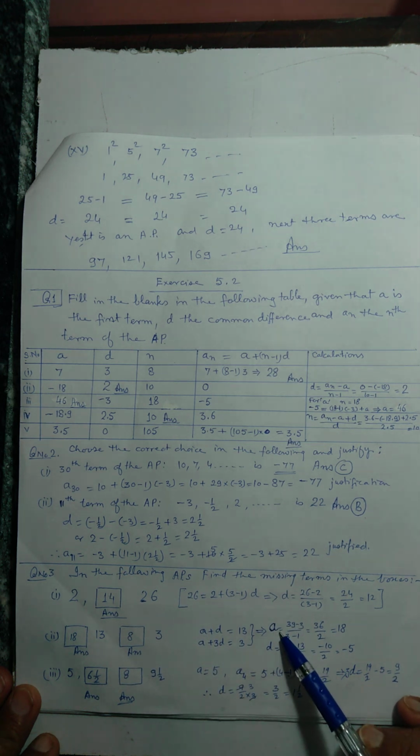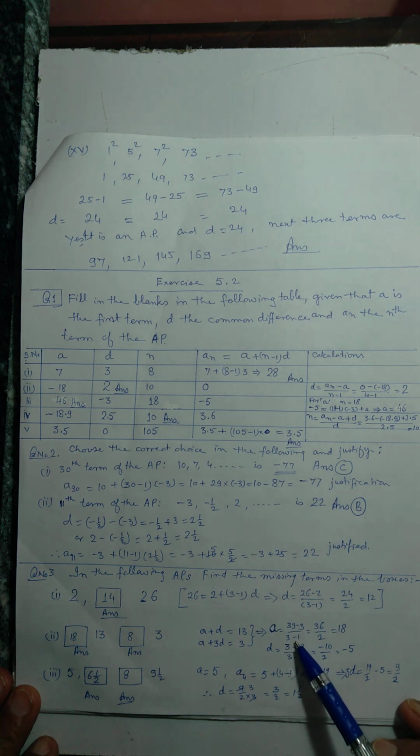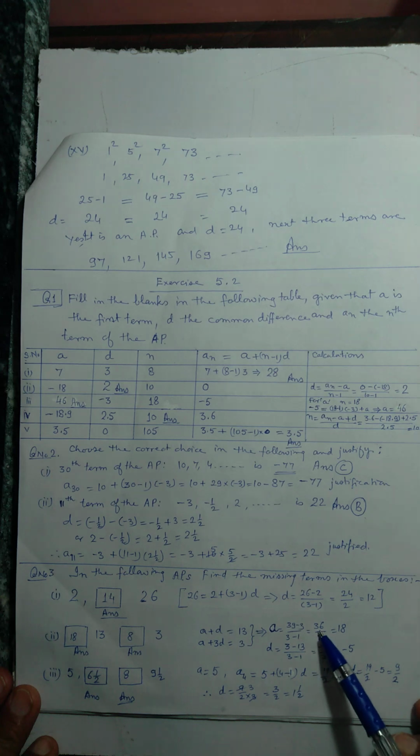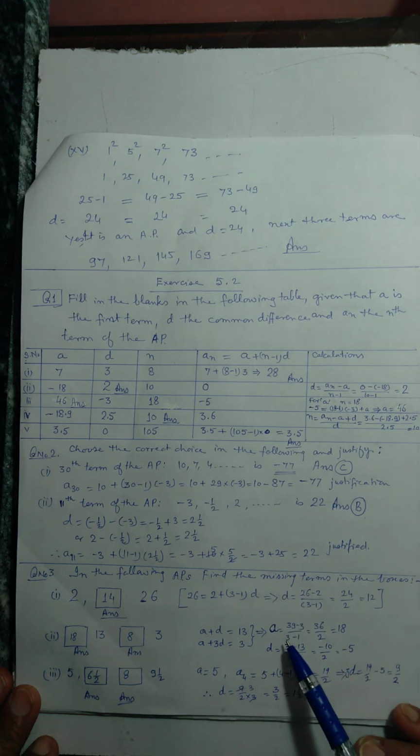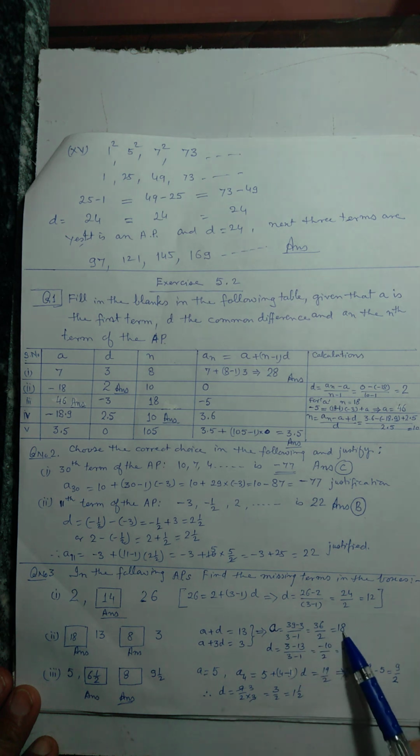So I have done it by cross multiplication. a is equal to (39 minus 3) by (3 minus 1), that is 36 divided by 2, that will be 18. So your first term will be 18.